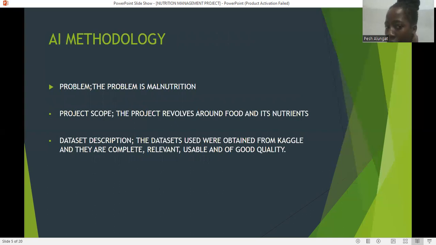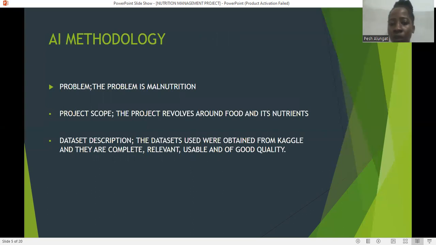The AI methodology: we first identified the problem and understood it thoroughly, and our problem is malnutrition, like I've explained. The project majorly revolves around food and its nutrients. We managed to gather different information regarding different food values.